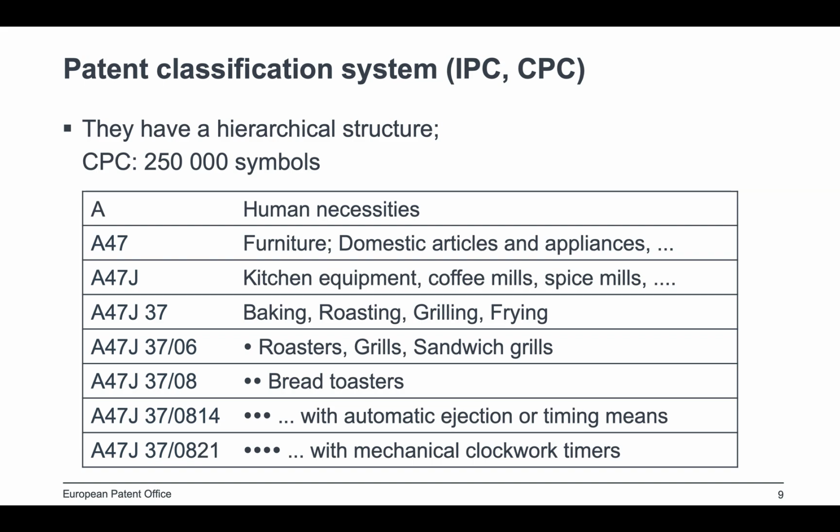But if you go further down, the longer the code gets, the more detailed it gets. So A47 is about furniture. Or here we have roasters or bread toasters with automatic ejection or timing means and a mechanical clockwork. So it's really very detailed, covers the complete domain, and this information is available freely in that dataset. Not only are all patents assigned to one or more of these symbols, but the hierarchy of the symbols is included in the dataset.